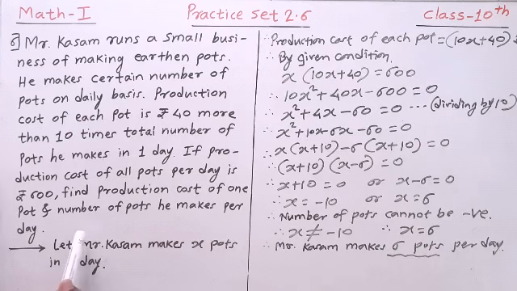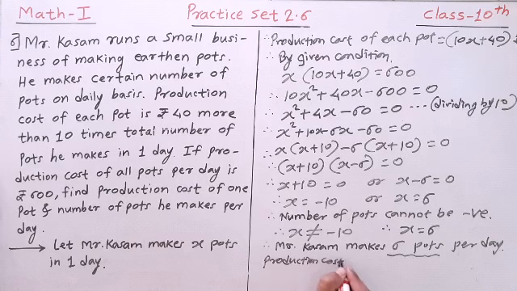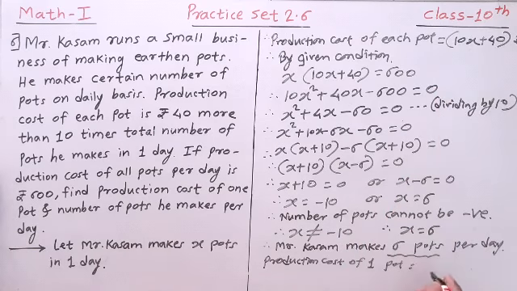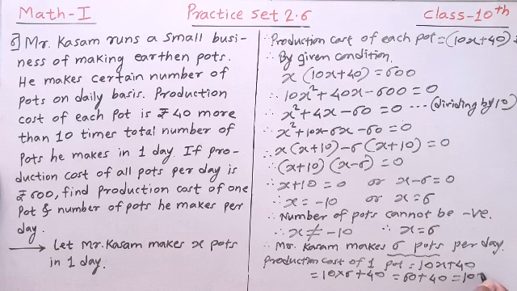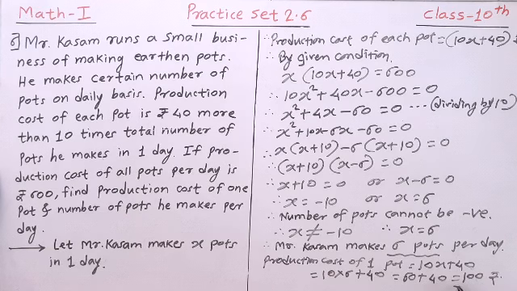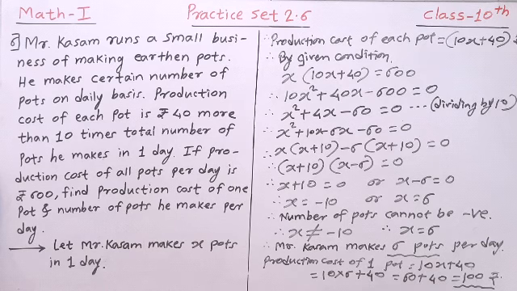The second thing we have to find out, production cost of one pot, and that we have considered 10x plus 40. Now let us put the value here. 10 into x means 10 into 6 plus 40. 10 sixes are 60 plus 40. 60 plus 40 means 100 rupees. This is the production cost of one pot, or each pot.